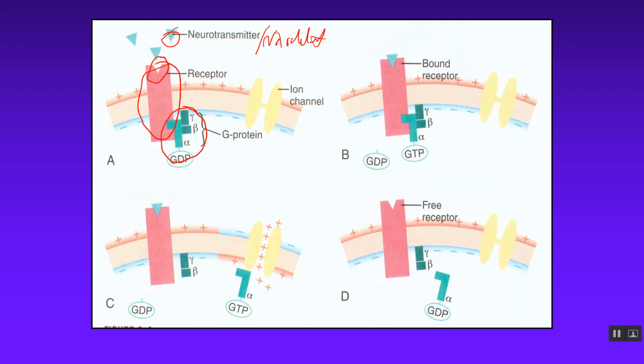That causes a change. Some of this uses energy. So it converts GDP to GTP here. Again, not really that critical for you to know that. That process of converting, though, in this case causes the alpha chain, or alpha subunit, to release.